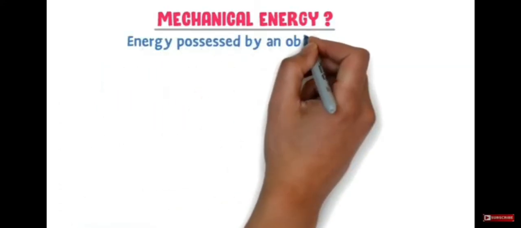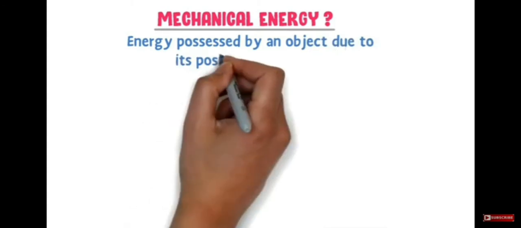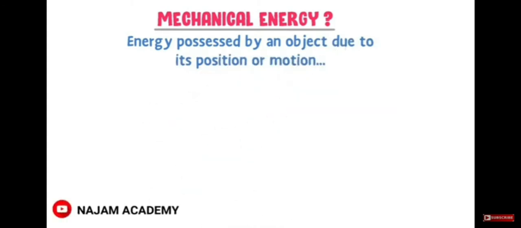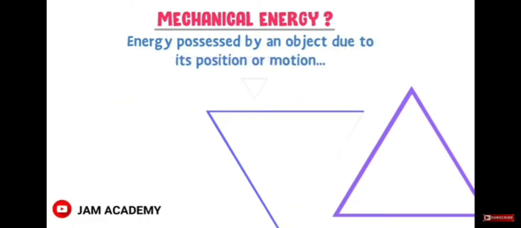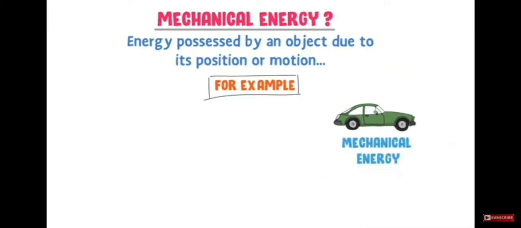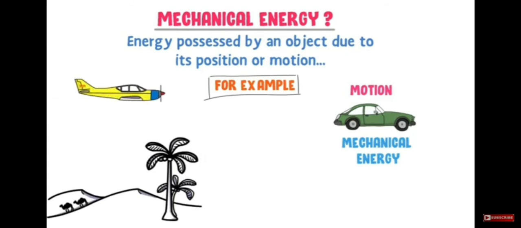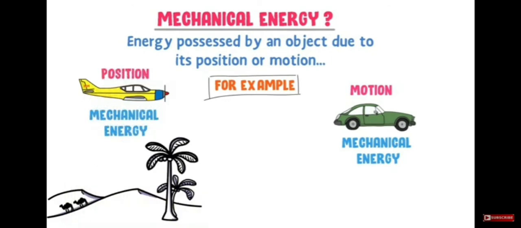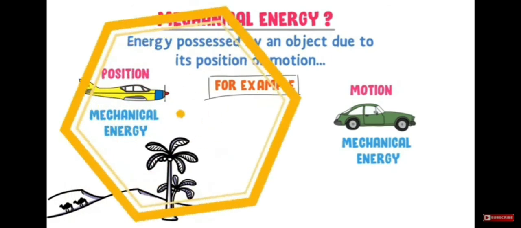Mechanical energy, it is also called motion energy, means it is the energy which is possessed by the objects due to their motion. Whenever any object is in motion, which energy will it have? Mechanical energy. Like the car is moving, it has mechanical energy, and the moving air, the moving water has mechanical energy. All the objects which are moving have mechanical energy.